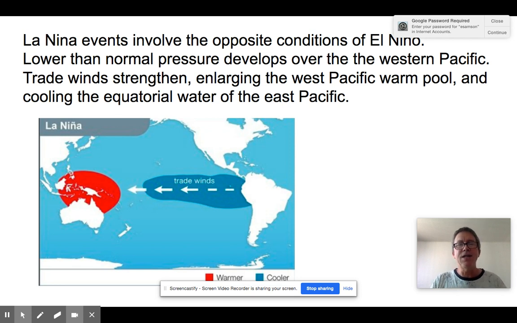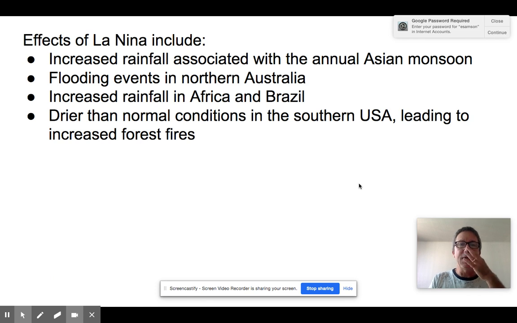In which case, again, this is going to change weather patterns across the world. So La Nina tends to be a little bit less catastrophic. Basically, what happens is we get very dry conditions here, and we get very, very wet monsoons. We tend to get flooding. So when you hear about floods that happened in Australia, it was during a La Nina event. Under La Nina, we expect more rainfall associated with the Asian monsoon, flooding in Australia, Africa and Brazil, but then it gets drier in the southern United States, more forest fires, and it's drier in Peru and places like that.